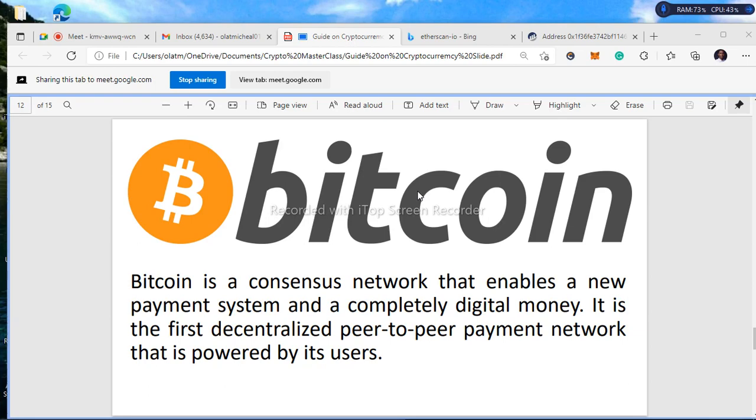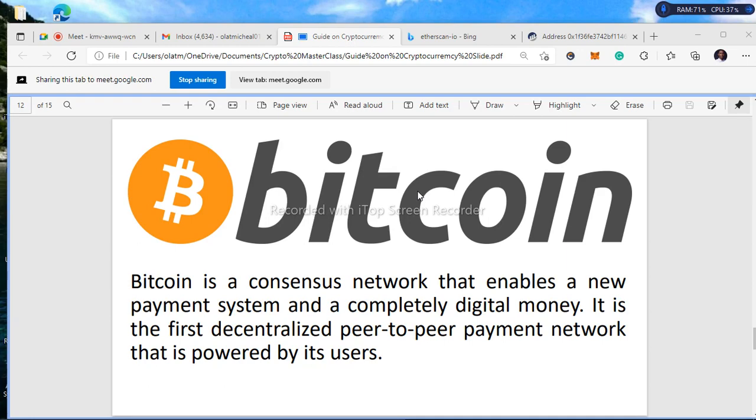Now, it is the first decentralized P2P network and it's powered by its users. Users are the ones who power Bitcoin because they mine Bitcoin. Before you can get Bitcoin, you need to mine it. And the total supply of Bitcoin is 21 million. So we can see that Bitcoin has that principle of scarcity. It can never be increased. That's the total amount that has been programmed to be created. So it can't go above that.